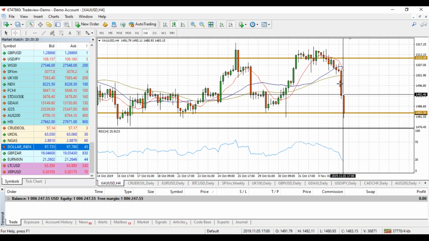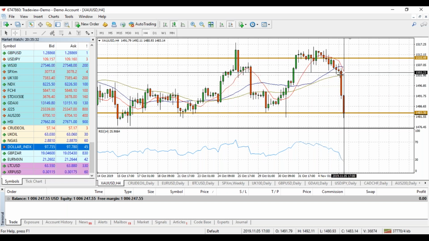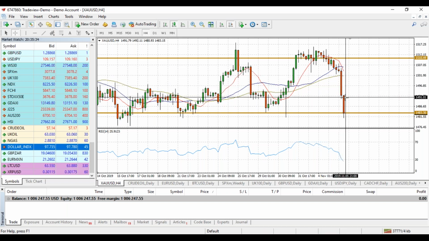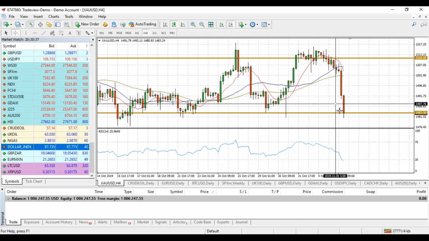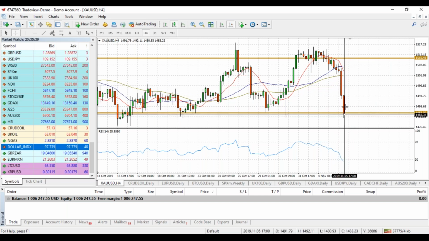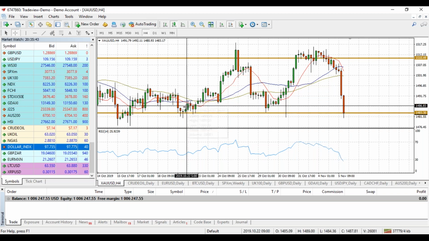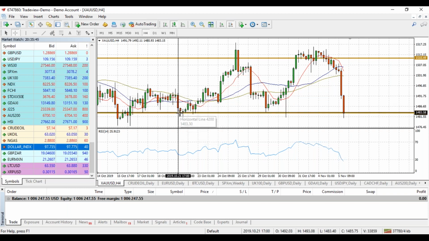Some of those sellers who would have been involved from this position seem like they may now be taking profits. And if they are taking profits, what that could mean is you may see a lot of dojis forming, a lot of uncertainty starting to form, and potentially there could be a reversal.